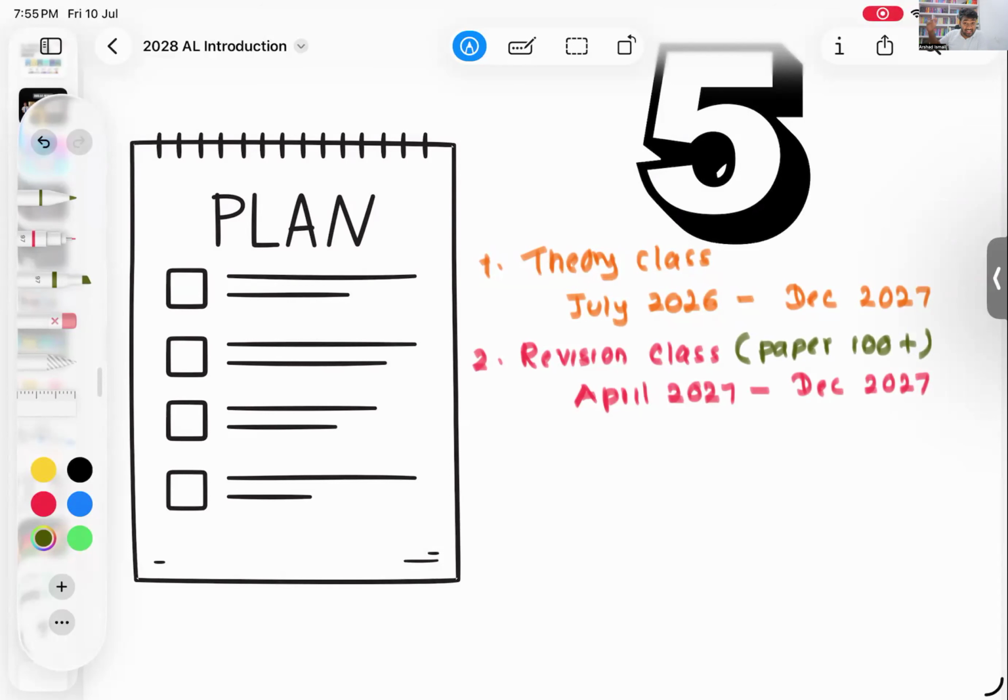So by next year, December, you all will be the only people in Sri Lanka. Trust me, you will be the only set of students in Sri Lanka by next year, December, who has finished the entire theory syllabus, plus who has done 100 plus papers and done revision also. There will not be a single other class who would have finished both of it. I'll guarantee you that. Okay.